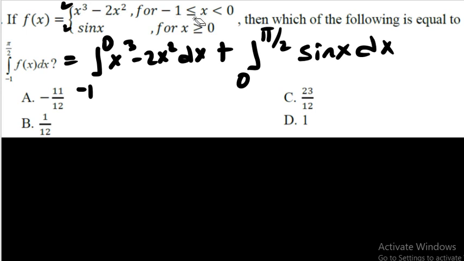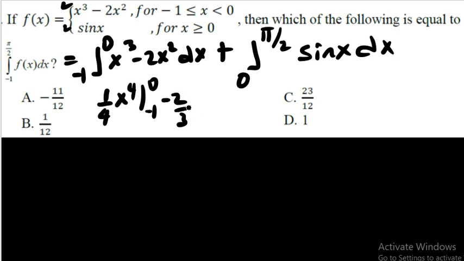Then when you integrate them, the integral of x cubed will be 1 over 4 x to the power of 4, from negative 1 to 0. Again, the second one, negative 2 over 3 x cubed, again from negative 1 to 0. And the third one, the integral of sine x is negative cos x from 0 to pi over 2.